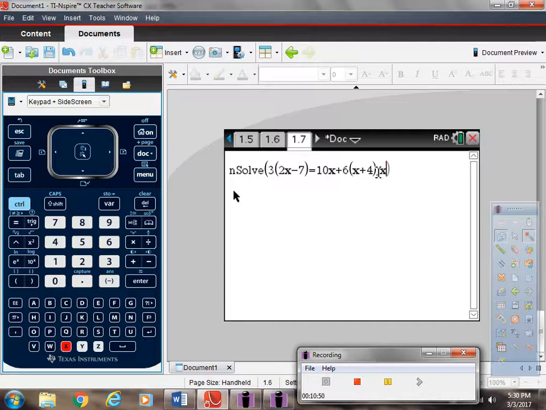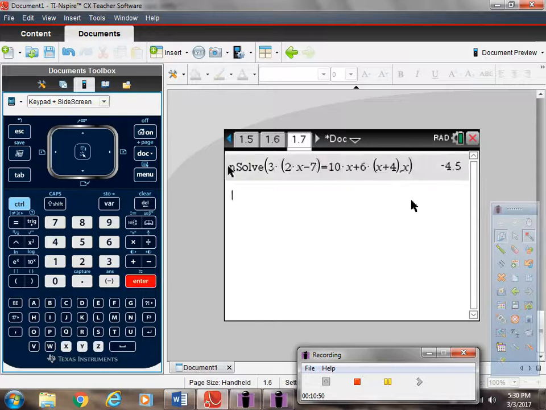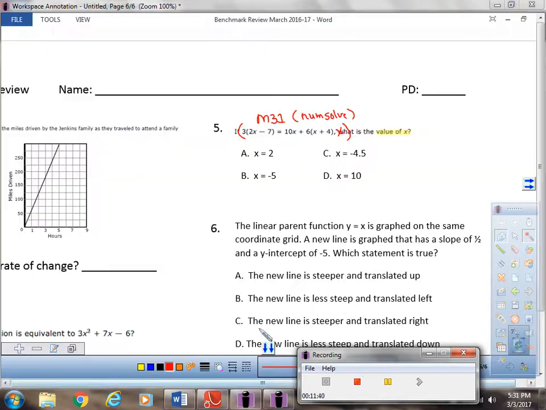This is what everybody seems to forget, so don't forget the comma and the variable. If it's a y, you put a y, m, you put an m, b, you put a b. And then just press enter. So there's the correct answer to the x, and so that means that the correct answer would be C.